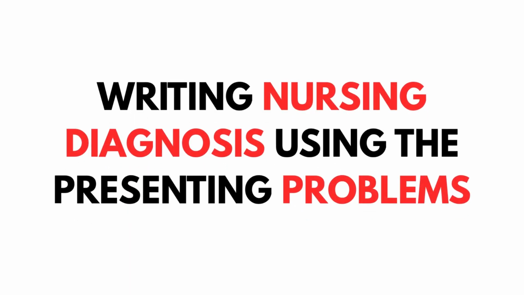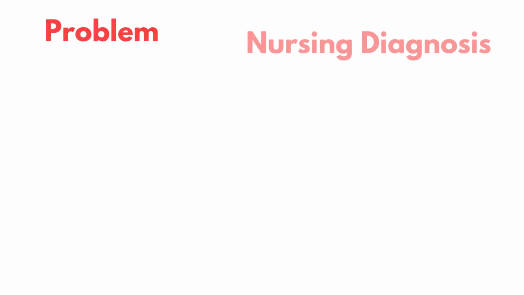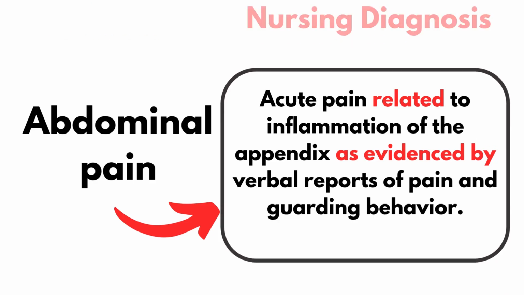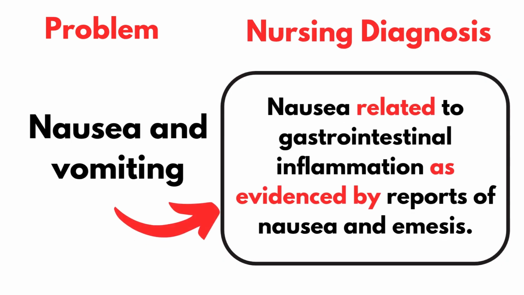Writing nursing diagnosis using the presenting problems. Abdominal pain. Nursing diagnosis: Acute pain related to inflammation of the appendix as evidenced by verbal reports of pain and guarding behavior. Nausea and vomiting. Nursing diagnosis: Nausea related to gastrointestinal inflammation as evidenced by reports of nausea and emesis.